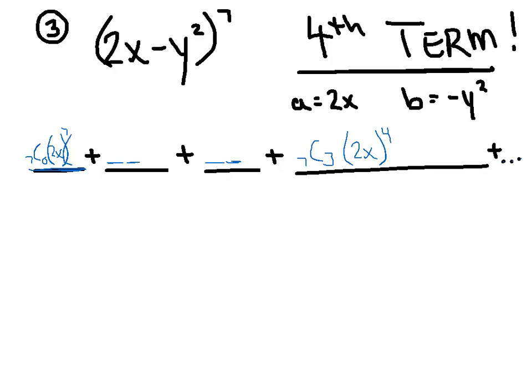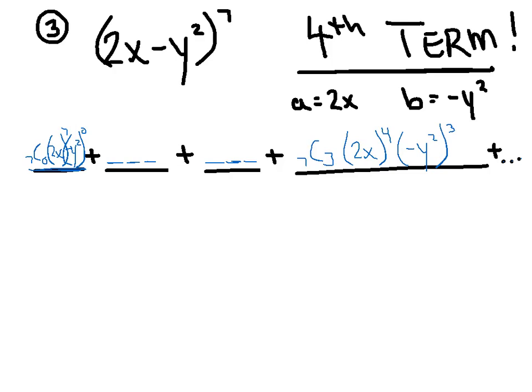Last but not least, we would have said negative y squared raised to the 0, and then those exponents are going to increase. So right here would be to the first power, to the second power, and then ours, the term we want, is going to be raised to the third power. Oh boy, now the cleanup comes in here. Let's see if we can handle this.